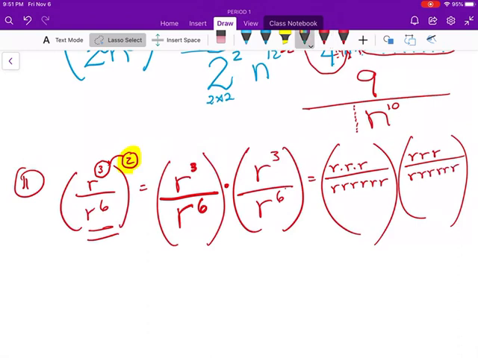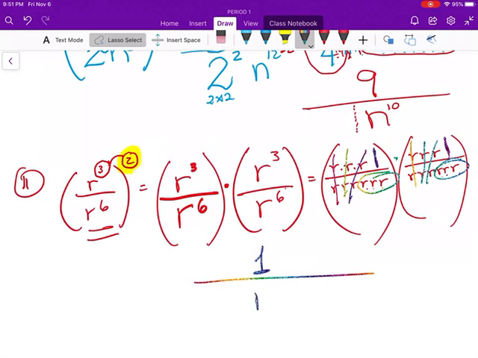After you do that, you could simplify. Look, 1, 1, and 1. There's 3 left on the bottom. 1, 1, and 1. 3 left on the bottom. There's nothing left on the top, so I'm just going to put my 1. 1 times 1 is 1. And on the bottom, you have 1, 2, 3, 4, 5, 6. r to the power of 6.